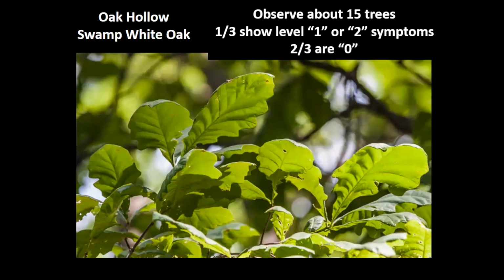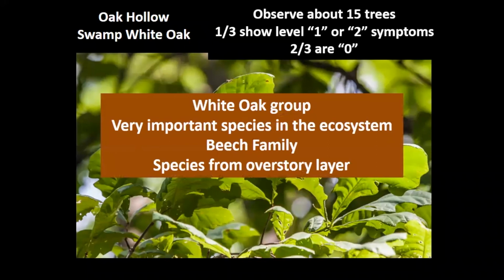And about two-thirds of the swamp white oak that we see during our walk around show no injury at all, so the injury level on those is 0. This kind of variation is not particularly uncommon, especially at lower levels of foliage injury. Many of the plants may not show any injury at all. Okay, so what have we learned here? Well, we've got a member of the white oak group. We've got a very important species in the ecosystem. We've got a member of the beech family, and we've got a species from the overstory layer with this swamp white oak.